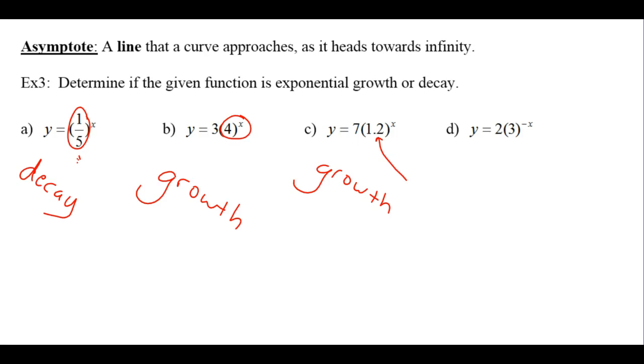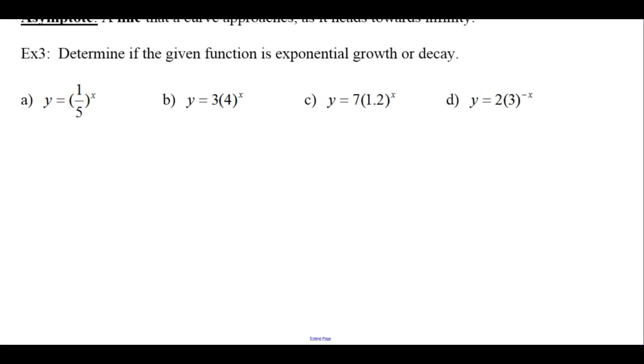Now, D might have been the one that's not quite as obvious because you see the 3, you might expect it to be a growth because of the 3, but the negative exponent actually does cause it to be a decay. Do you remember why? What does a negative exponent do to a number? So if we went back to last semester, let's say I had 3 to the negative first power. What does a negative exponent do to a number?